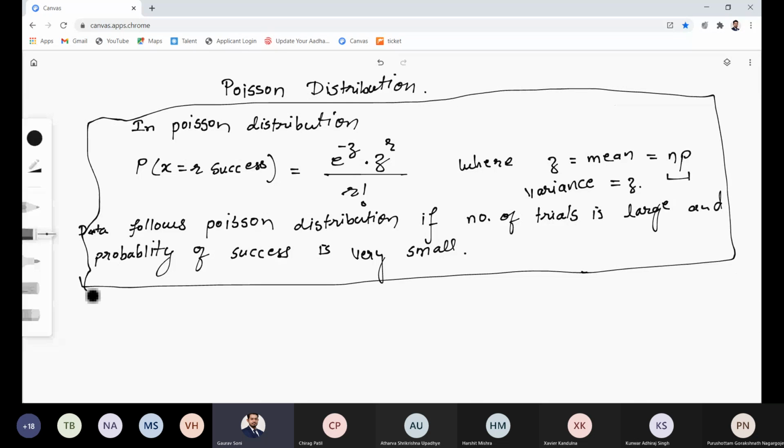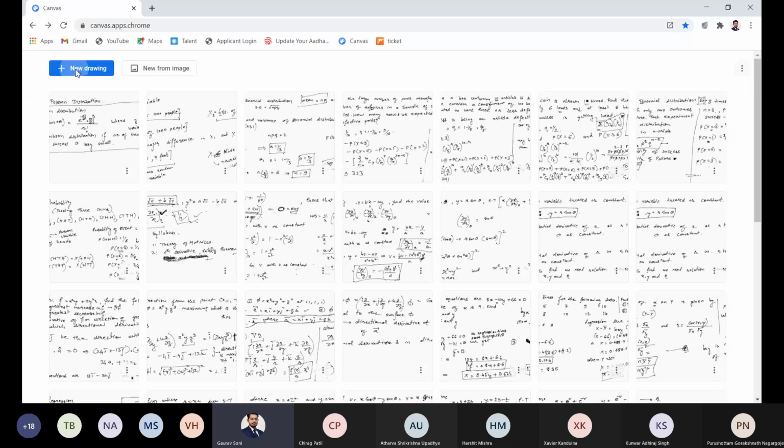So that's the definition of the Poisson distribution. The probability of r successes is given by e to the power minus z into z raised to r upon r factorial, where z is the mean. If the mean is not given, then z can also be found by this formula, n into p. Fine. Let's get to the example.